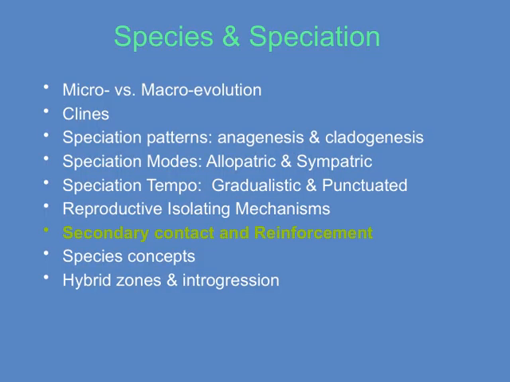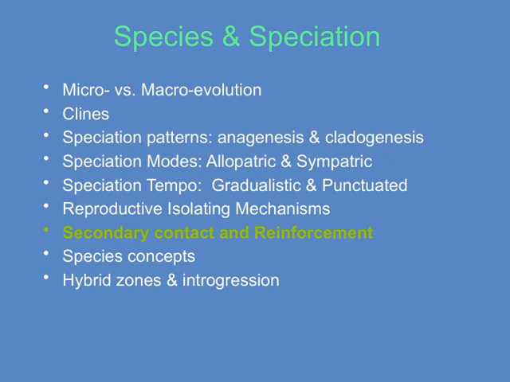Let's explore the fascinating topic of species and speciation. First, we'll look at micro versus macroevolution. Microevolution refers to small genetic changes within a species over shorter timescales, while macroevolution involves larger, long-term changes that can lead to the emergence of new species. These processes are interconnected and form the foundation of how we understand biodiversity. Next, we have clines, which are gradual changes in traits across geographic areas. Clines help us see how populations adapt gradually to their environments, blurring the lines between distinct species sometimes.